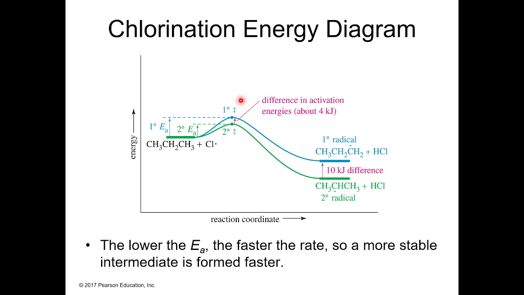The transition state is where you have the bonds partially formed, partially broken. Okay? The secondary position is more stable for having that partially formed, partially broken. And so it's going to make the secondary one faster. Okay?